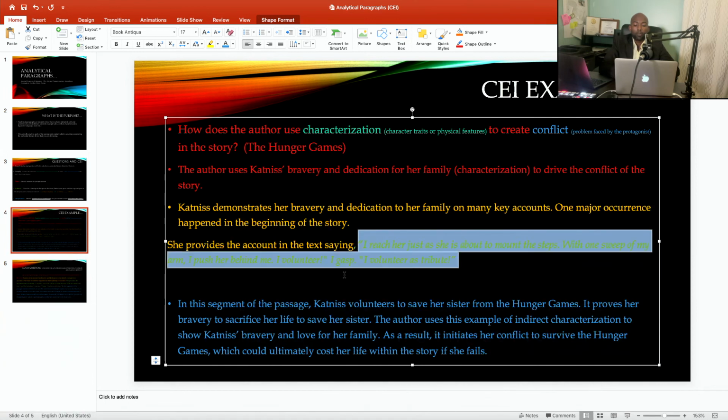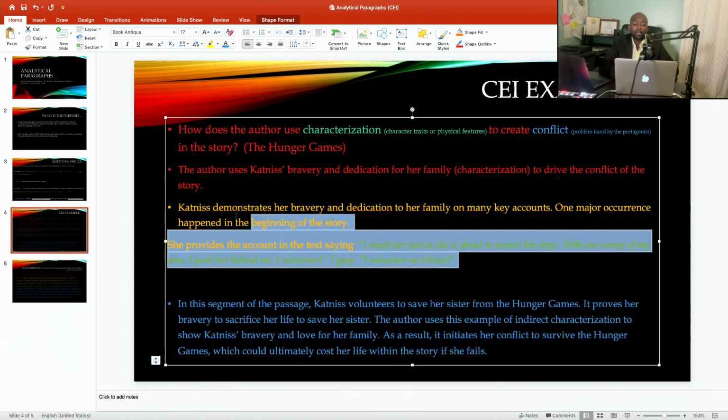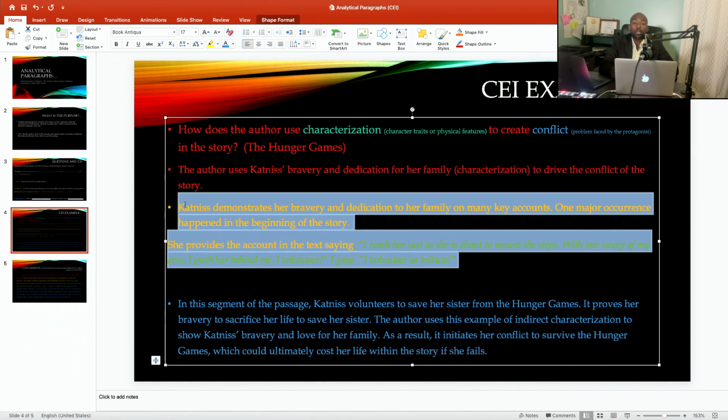With one sweep of my arm, I push her behind me. I volunteer, I gasp. I volunteer as tribute. Okay, so that is the quote taken from the Hunger Games that proves what we're saying about how Katniss's bravery and dedication for her family drives the conflict of the story. So this quote and this embed prove what we're saying in the claim.